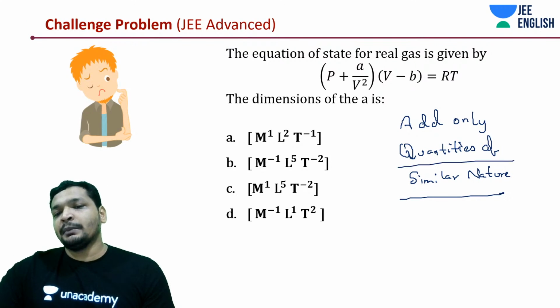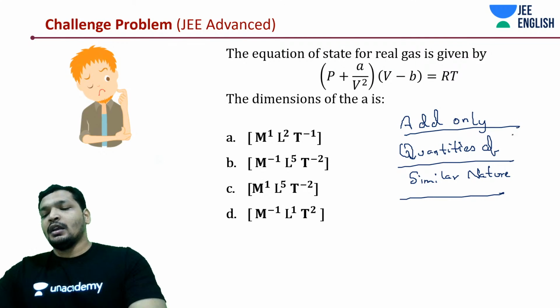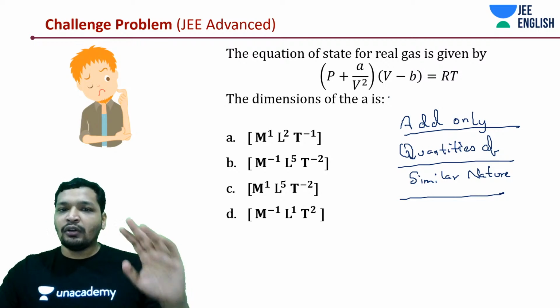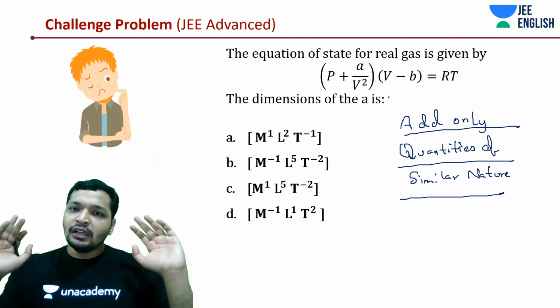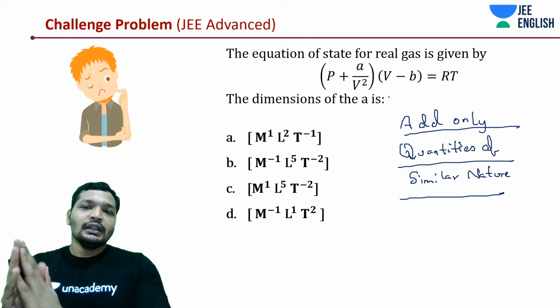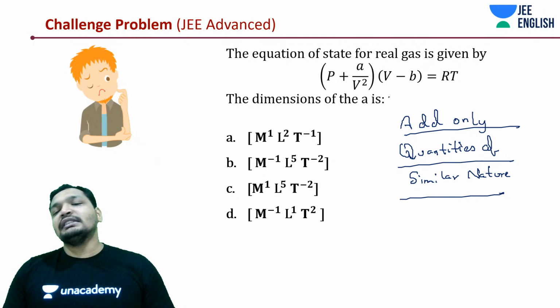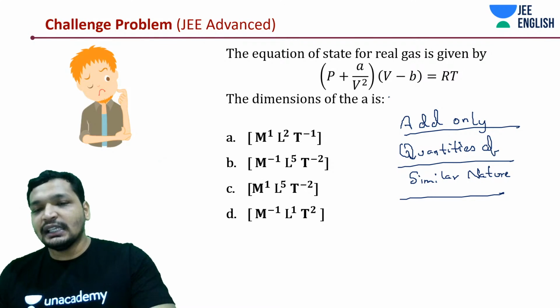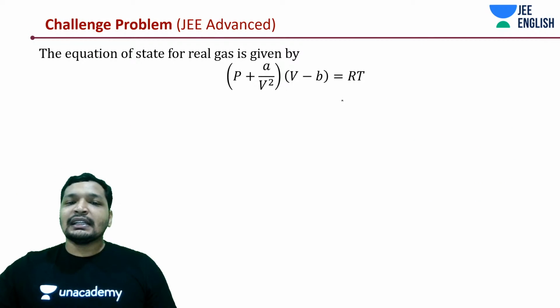Okay, remember this. This is based on this principle more than anything, and this is the equation for the state of real gas. PV equals nRT is for ideal gas. This is the equation. Let's understand what A is.